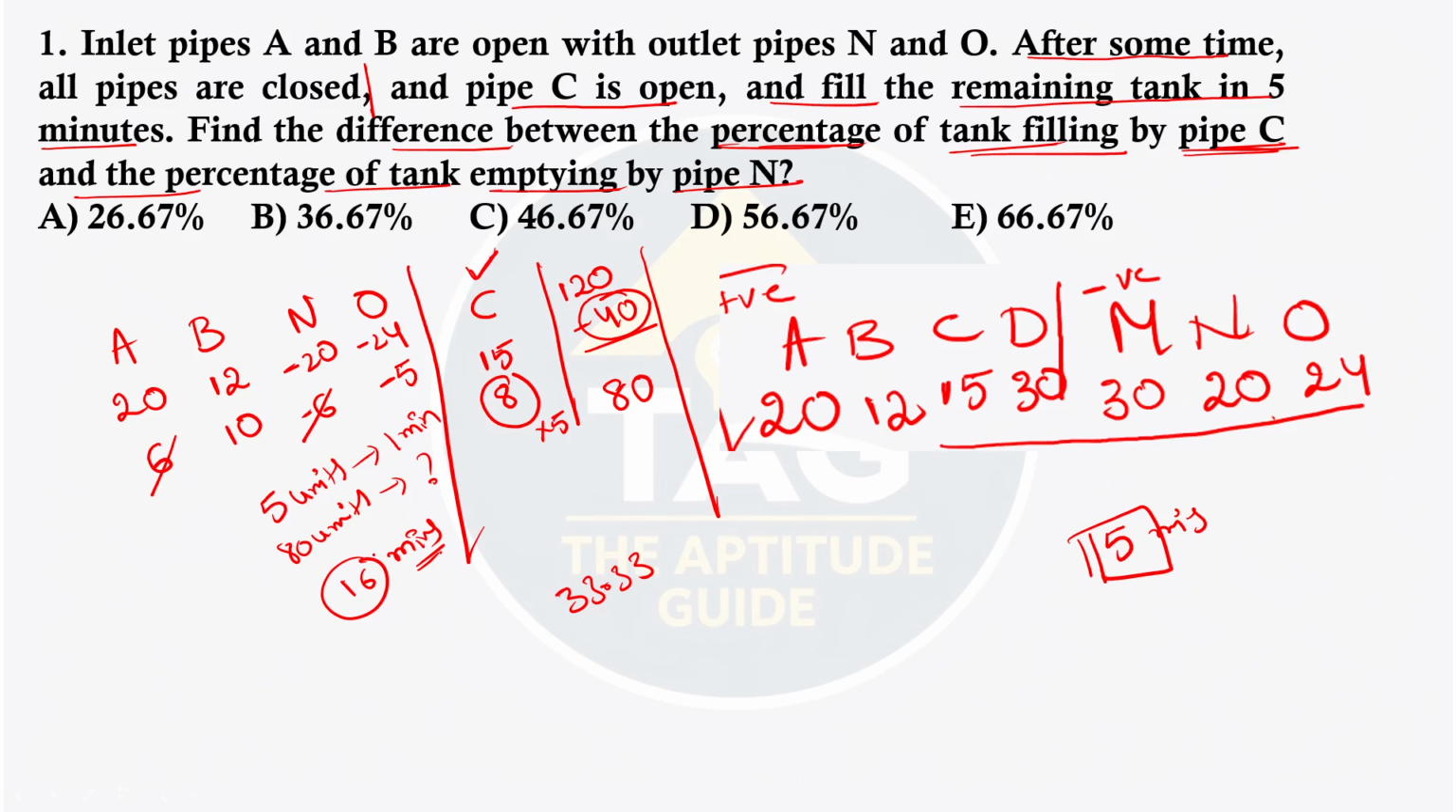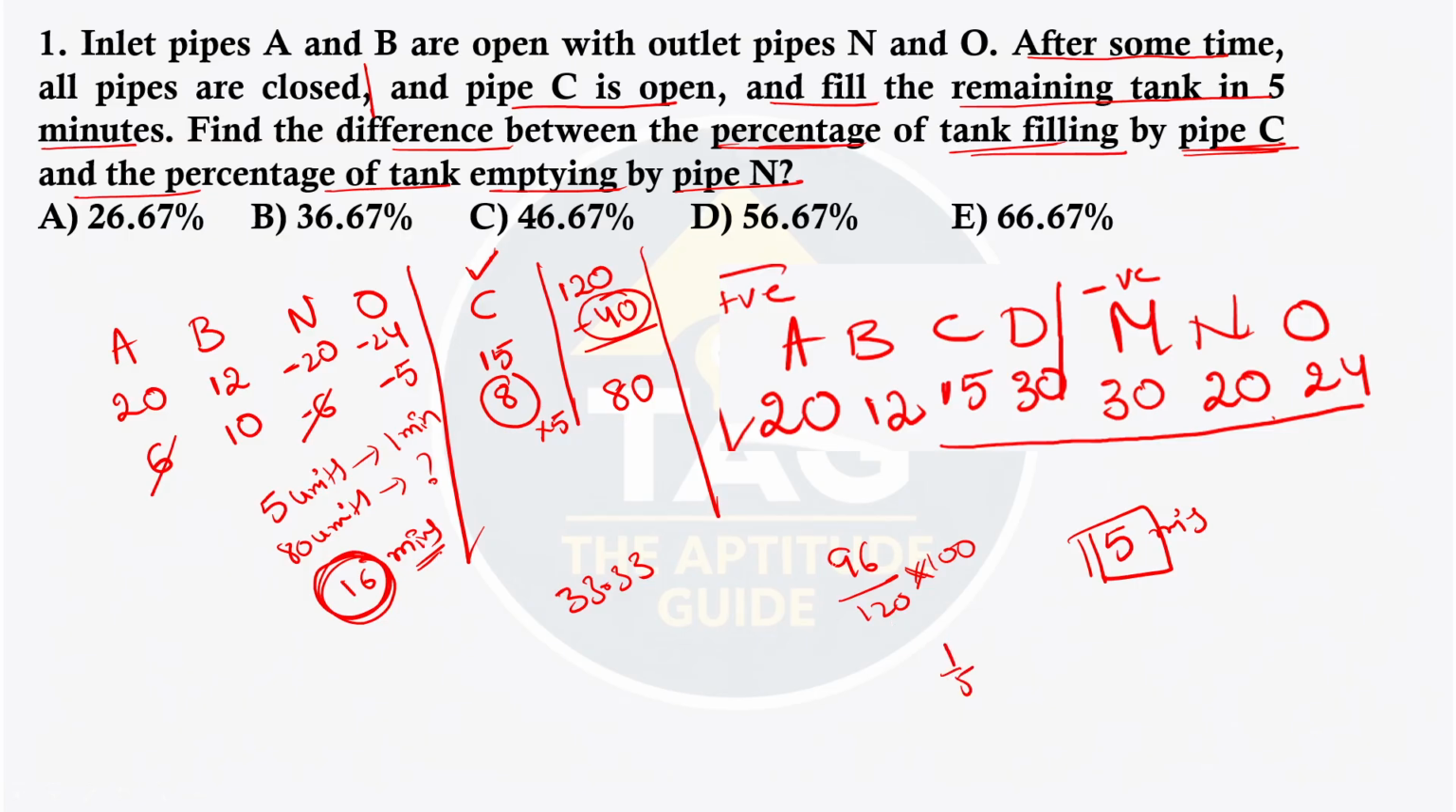Pipe N is active for 16 minutes. In 16 minutes, pipe N can empty 96 units. So 96 is what percentage of 120? 96 is 24 less than 120. 24 is 1/5 of 120.